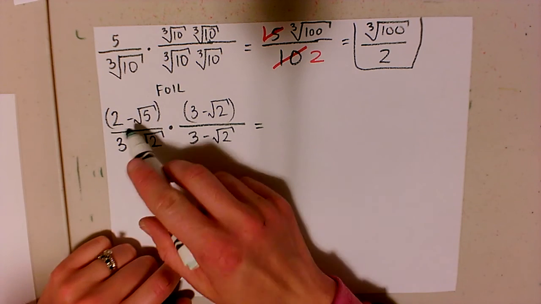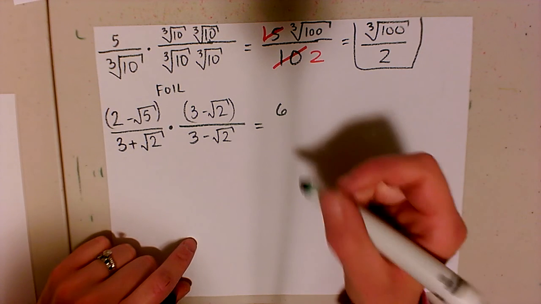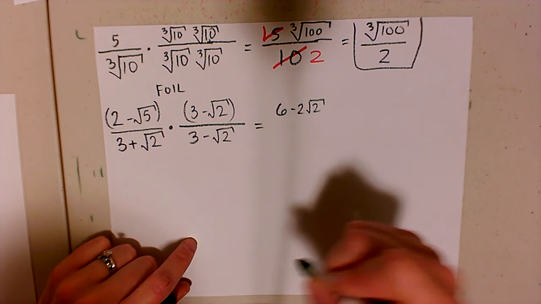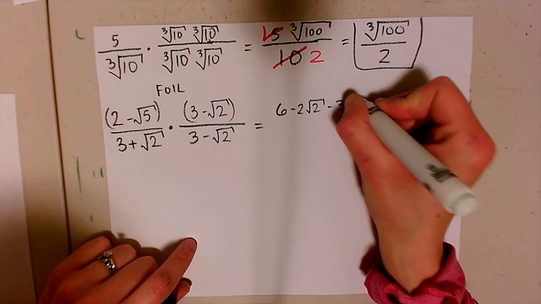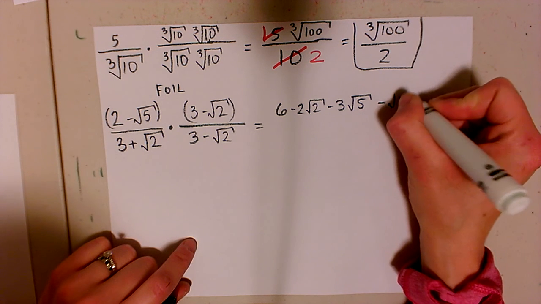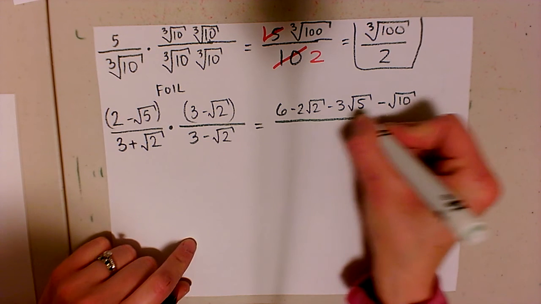Alright, so if I multiply my firsts, 2 times 3 is 6. My outers, that'll give me negative 2 root 2. My inners, that'll be negative 3 root 5. And then my lasts, that'll be negative root 10.